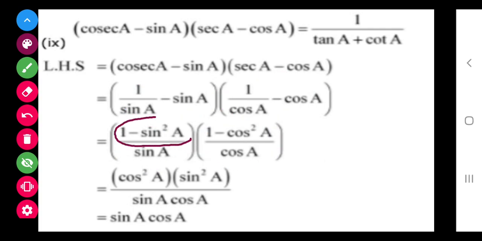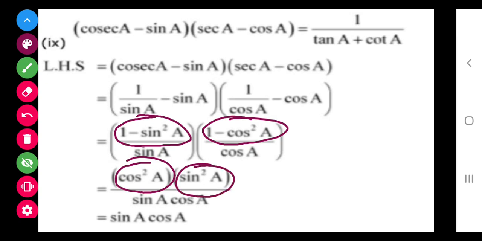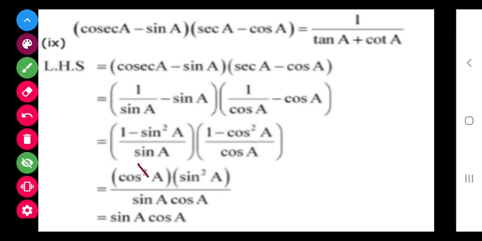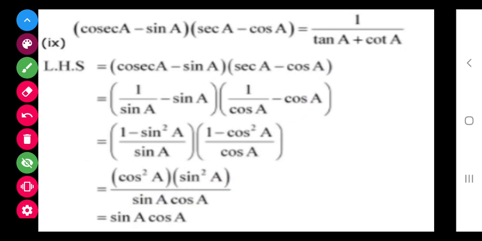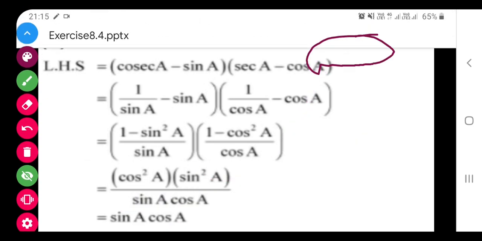Now 1 minus sine square A is cos square A. 1 minus cos square A is sine square A. Now this square can be cancelled with this cos, and sine can be cancelled with this. So finally what is the answer? Sine A cos A. But this is not the result. You can see that the result we want is this, so it cannot be formed to this. So we will solve the RHS also.